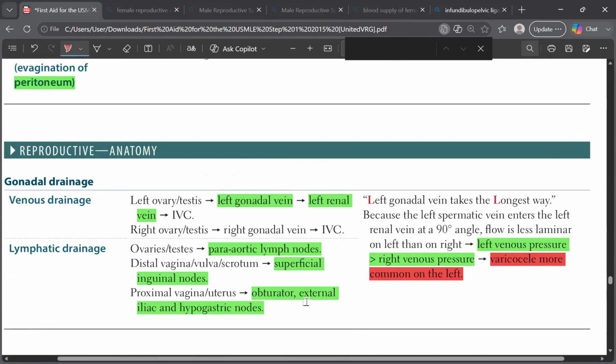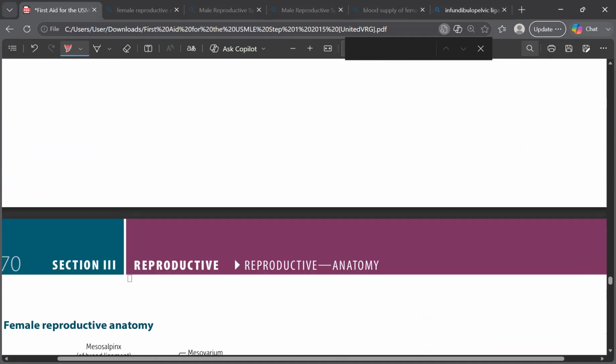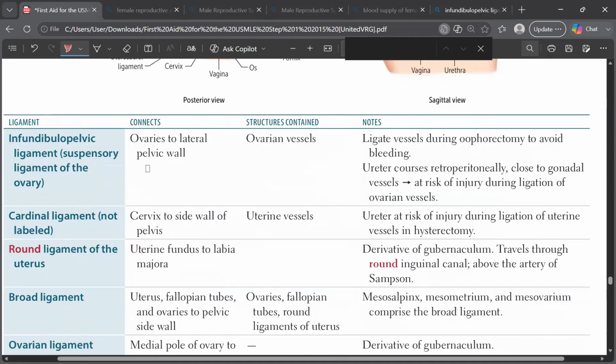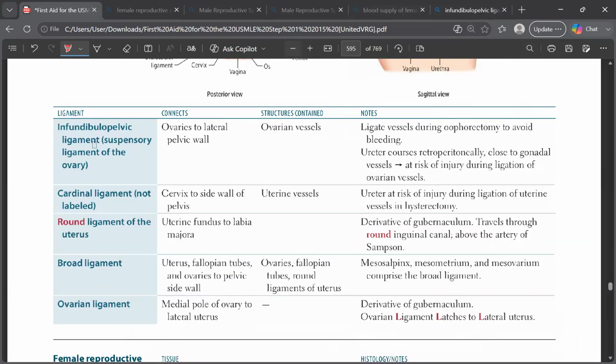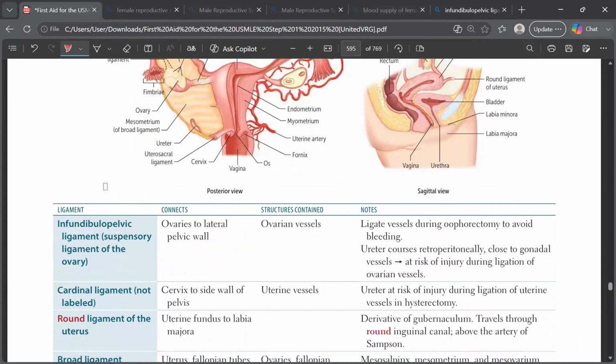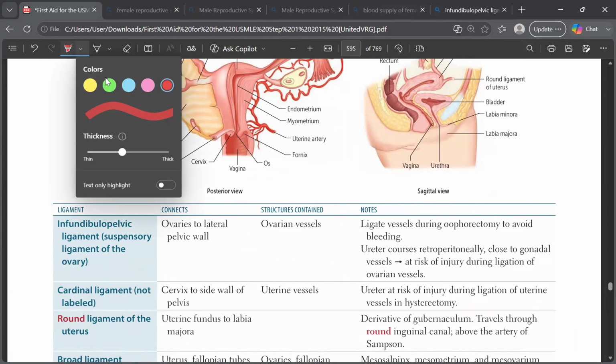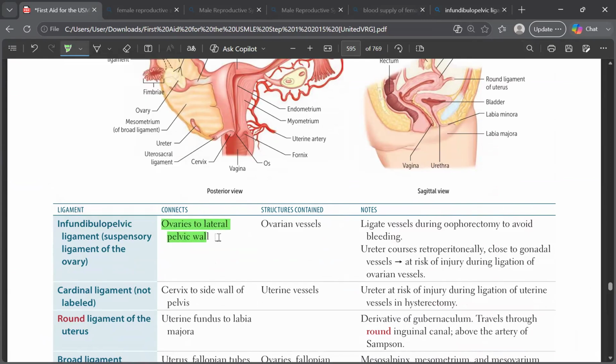So, proximal vagina, external iliac, and distal vagina, superficial inguinal. Now the ligaments. First is the infundibulopelvic ligament or suspensory ligament of the ovary. We just Googled it and it is related to the ovarian contents. It connects ovaries to lateral pelvic wall, and this one is particularly high yield. Ovaries to lateral pelvic wall, infundibulopelvic ligament contains ovarian vessels and ligate vessels during oophorectomy to avoid bleeding.